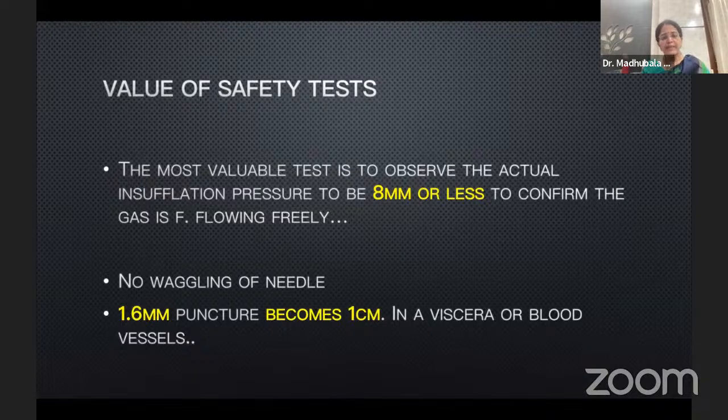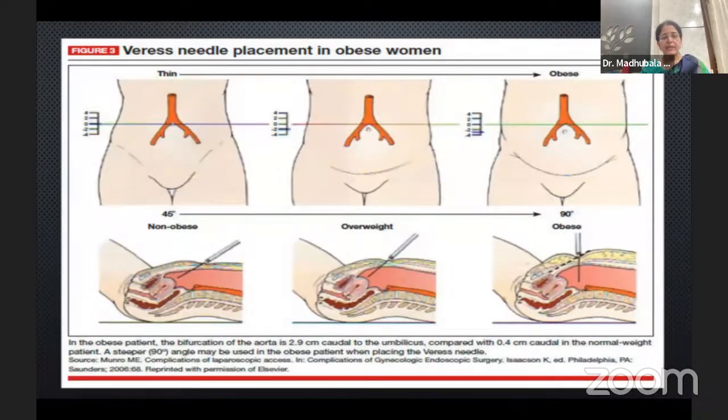After putting the needle, we should not waggle the needle, because even a small 1.6 millimeter puncture can become 1 centimeter in a viscera or a bowel or blood vessels. Another important thing is the placement of the Veress needle according to the BMI of the patients.